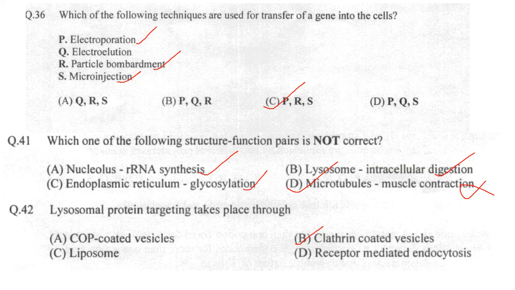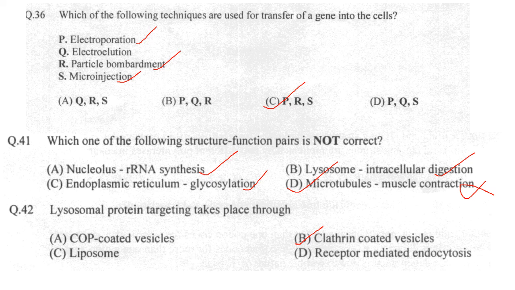Okay, next one. Which of the following techniques are used for transfer of a gene into cell? P. Electroporation. Yes, that is used. Q. Electroelution. No, that is not used. R. Particle bombardment. That is used. And S. Microinjection is also used. So answer is option C, P, R and S.